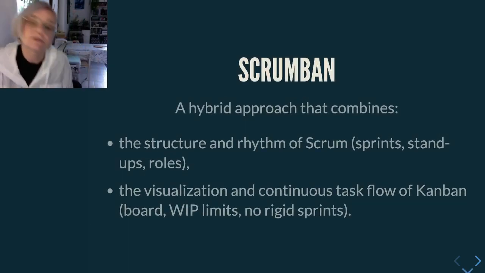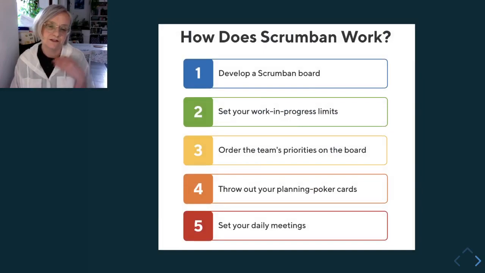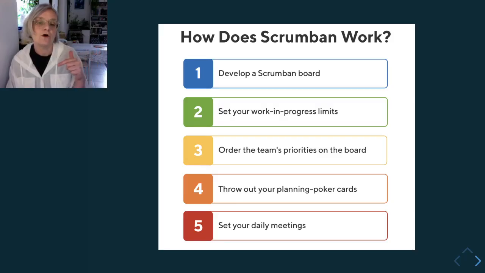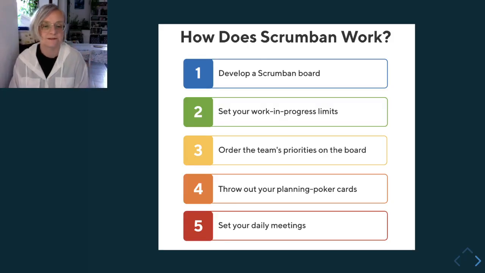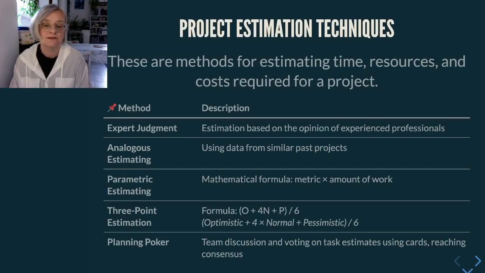Can't choose between Scrum and Kanban? Use both. Scrumban combines structure from Scrum, like roles and planning, and flow from Kanban, with no strict sprints, just smooth progress. Best of both worlds. Let's now look at how the team estimates effort.